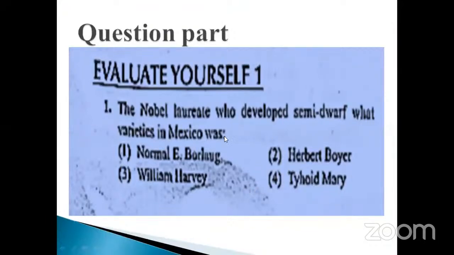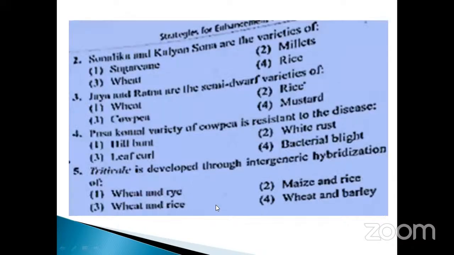Next, we will pass on to the question part. The first part is finished. Evaluate yourselves. The Nobel laureate who developed semi-dwarf wheat varieties in Mexico was who? Here, the Green Revolution scientist is Norman Borlaug, correct? He is worldwide known. Herbert Boyer, no. William Harvey, no. Typhoid Mary, no. Who is the correct one? The first one is the correct one.